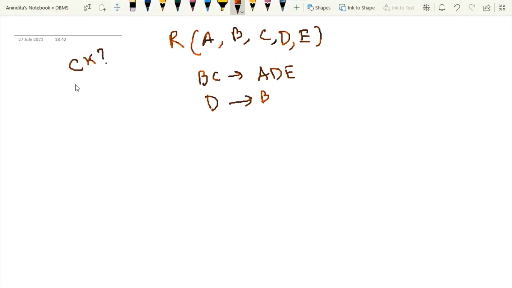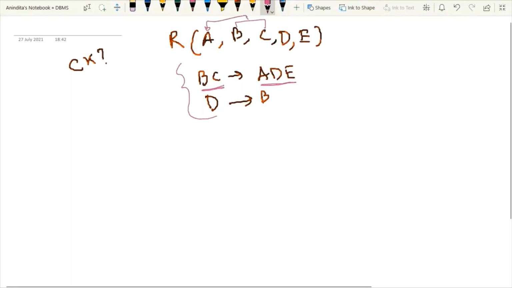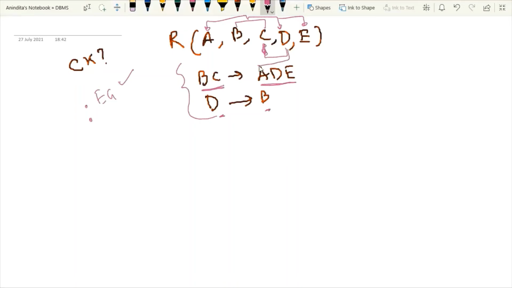So we will follow the steps. What is our first step? We will draw the edge graph. Edge graph means we will look at these functional dependencies and draw the edge graph. From BC, which attributes are reachable? A, D and E. From D, which attribute is reachable? From D, B is reachable. So the edge graph is done.